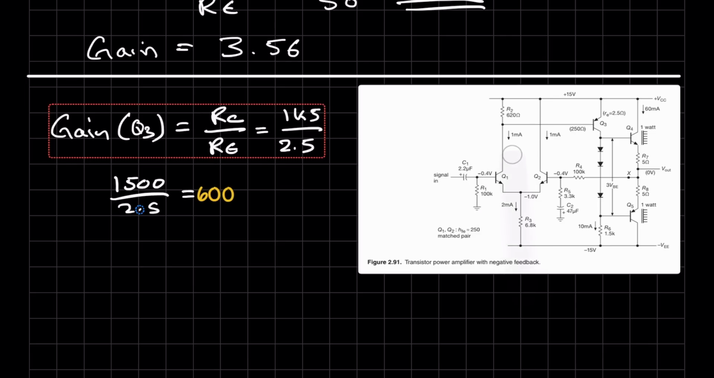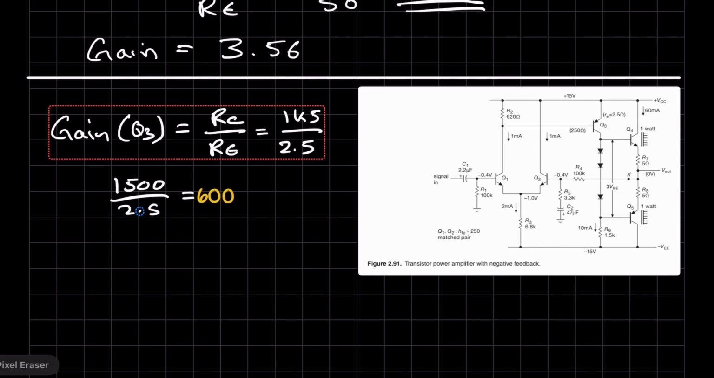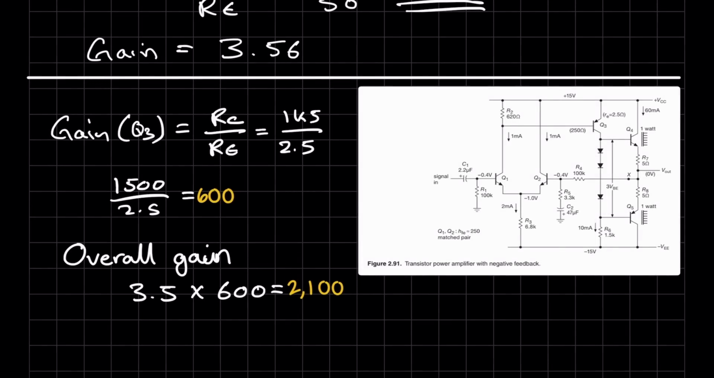So now we know the gain of this section, and we know the gain of this section over here, and those gains are in series. So if we multiply those two numbers together, the overall gain is equal to 3.5 times 600, which gives us a gain of 2100. So you can see that matches up with the answer that the book has as well.